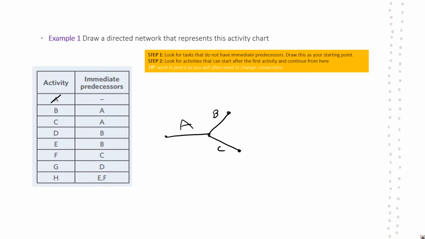Just like so. You might have drawn it slightly different. This one might be going this way and C might be going straight ahead. It doesn't really matter. It's kind of like your isomorphic graphs. It doesn't really matter the structure too much as long as all the connections are there.